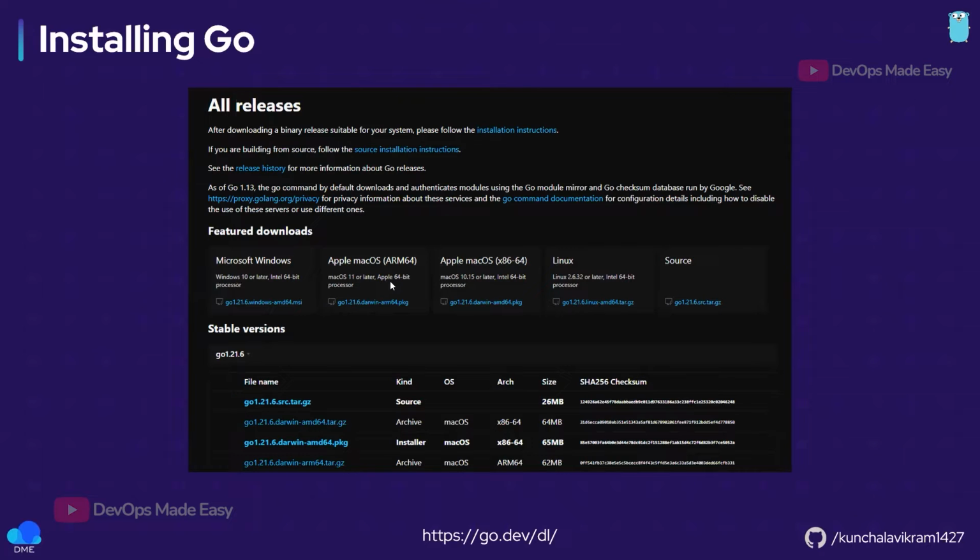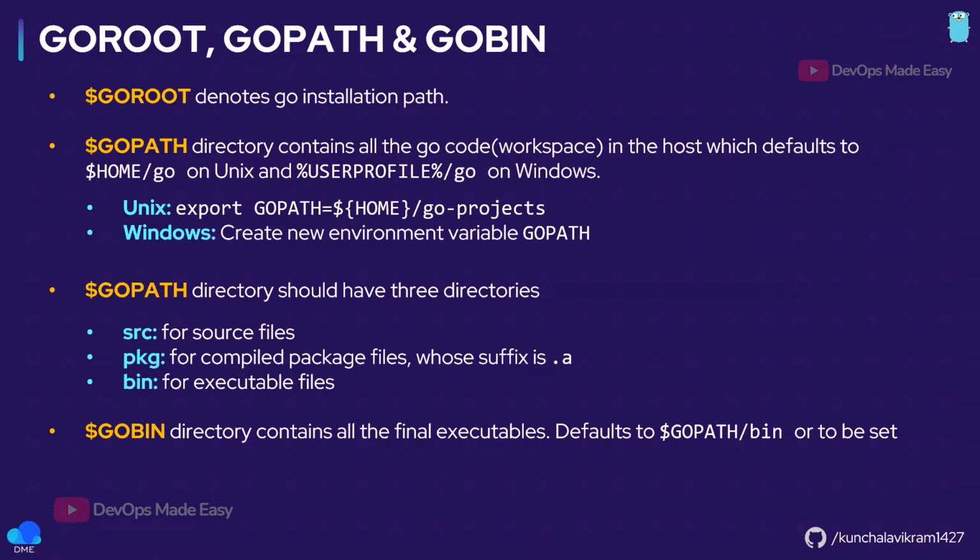For Windows and Mac, you're directly going to get the executable, which you should download and double click on it to start the installation. But for Linux, you're going to get the archive file, which you need to download and extract it to find the Golang binary inside it. After installing Golang, you need to set some environment variables in order to configure Go on your operating system.